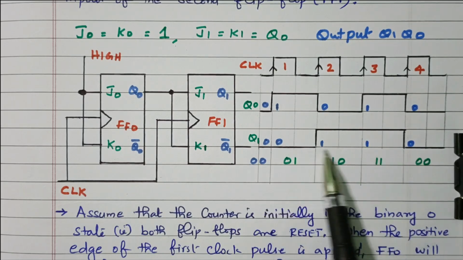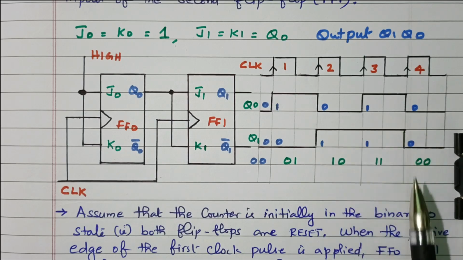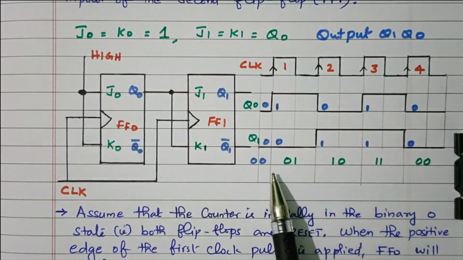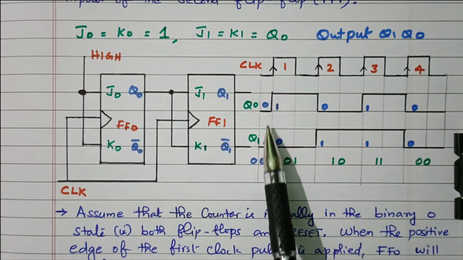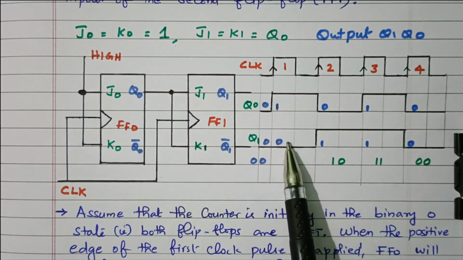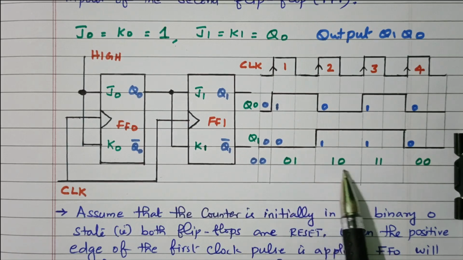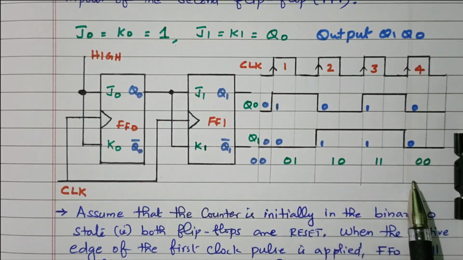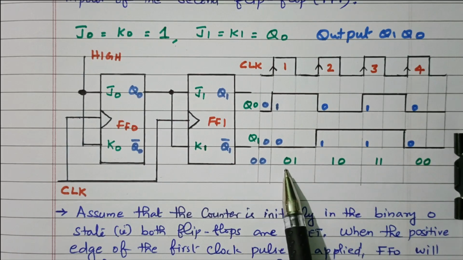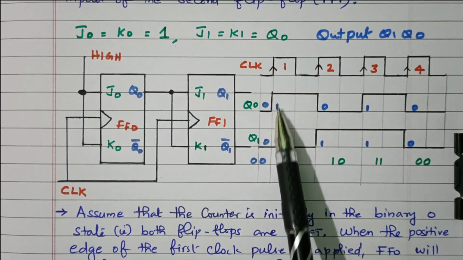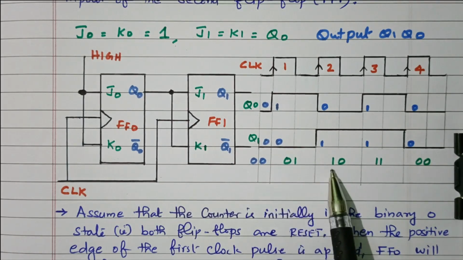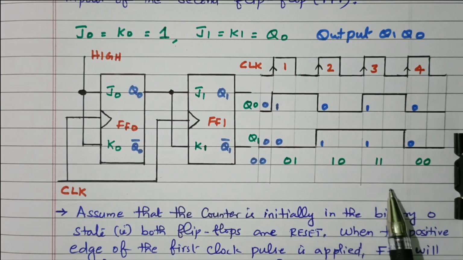Right. So 4 pulses are applied to these flip-flops. Again the same process will repeat. See what is the output here? Here 0, 0, 0, 1, 1, 0, 1, 1, again 0, 0. Starting from MSB to LSB, 0 0, 0 1, 1 0, 1 1, 0 0. So we got 2-bit, 4 possible outputs are available.